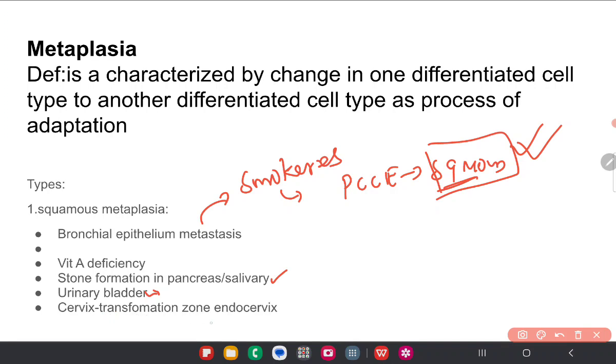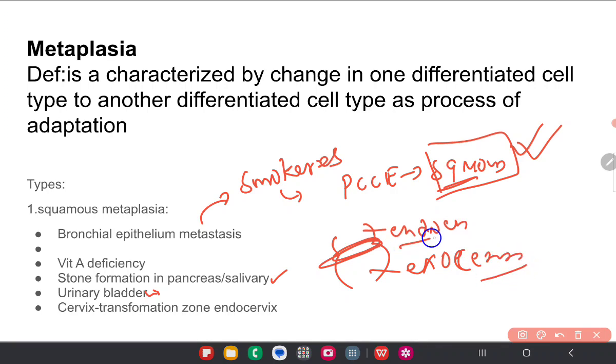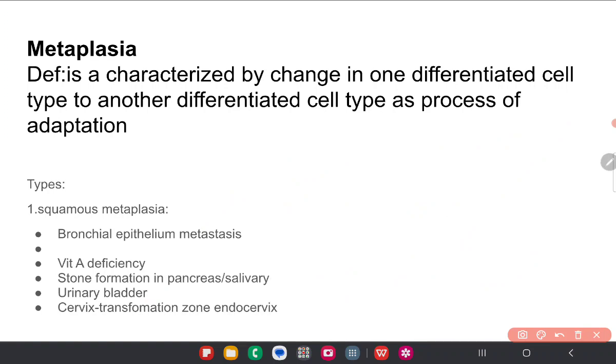Cervix transformation zone. In the cervix there are two regions: the endocervix and the exocervix, with the transformation zone between them. In the endocervix, whenever a mechanical change takes place, such as vaginal stimulation or something similar, the columnar epithelium changes to a graded squamous epithelium. Next.